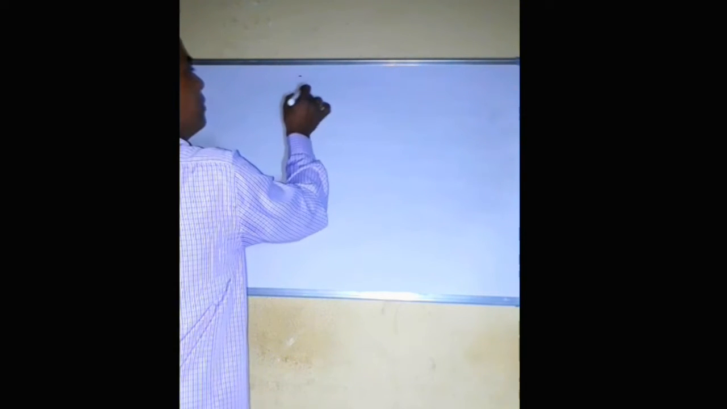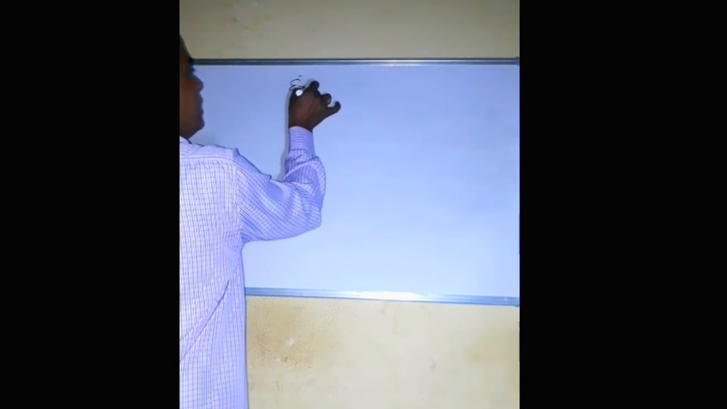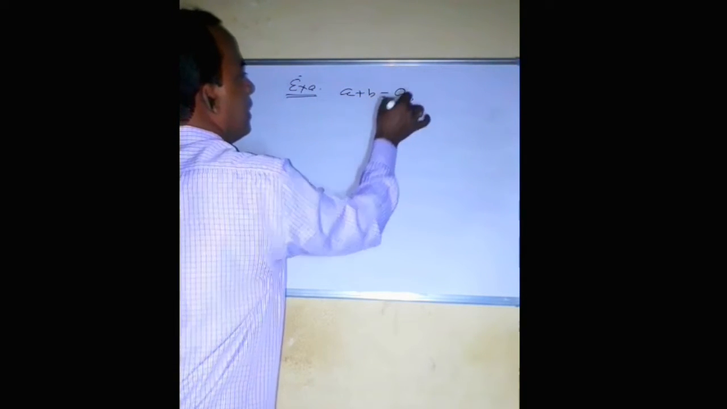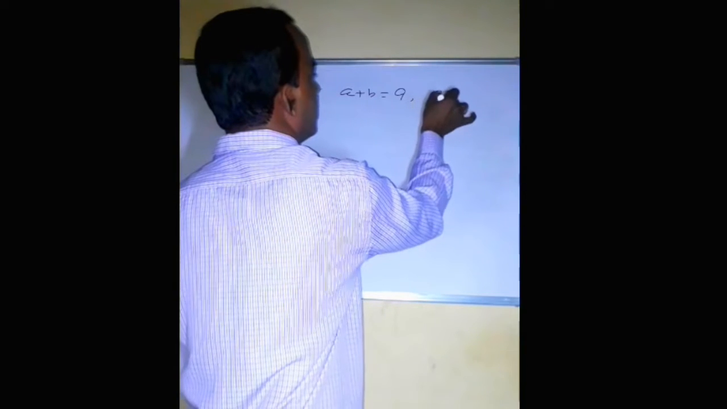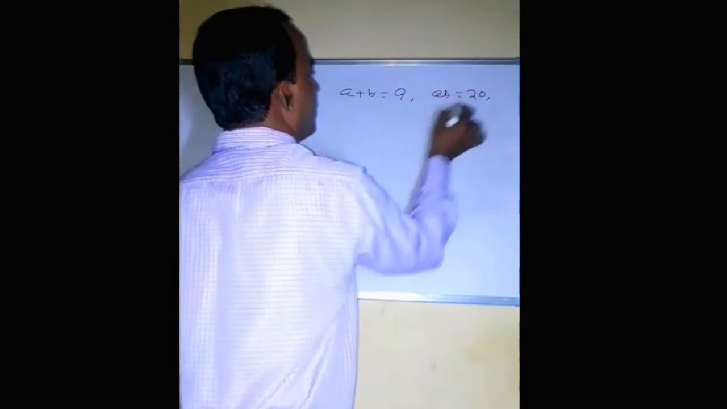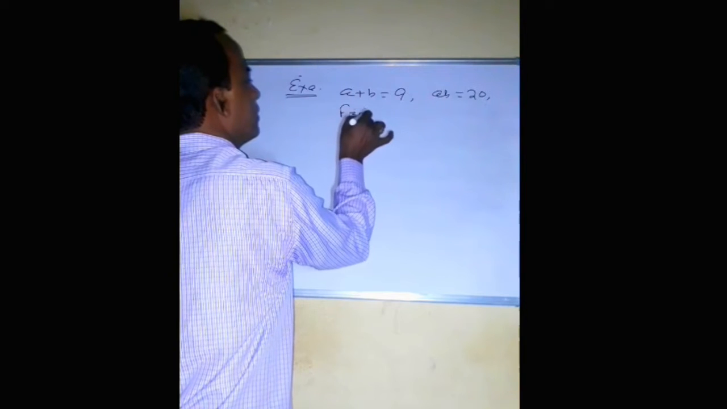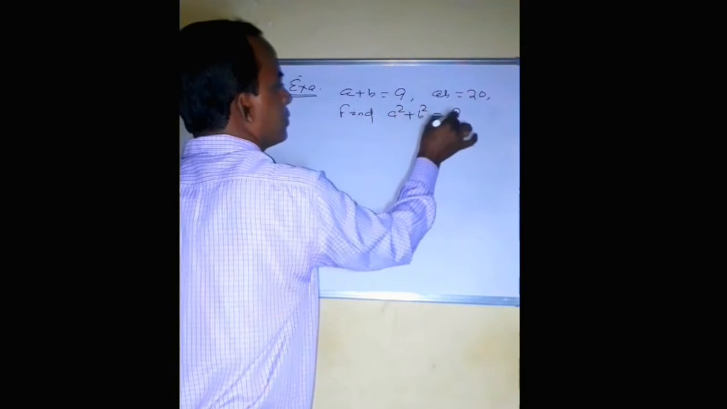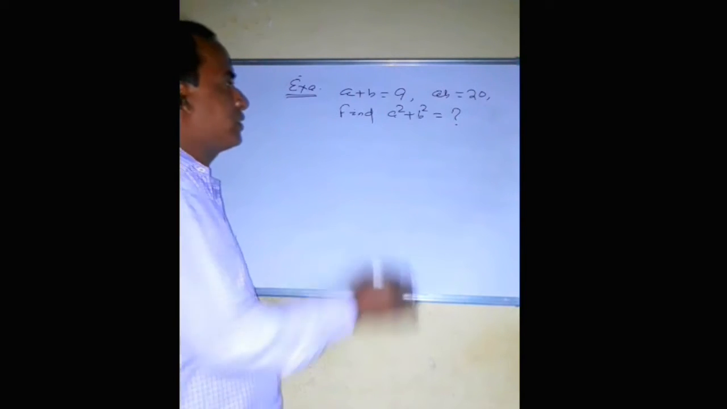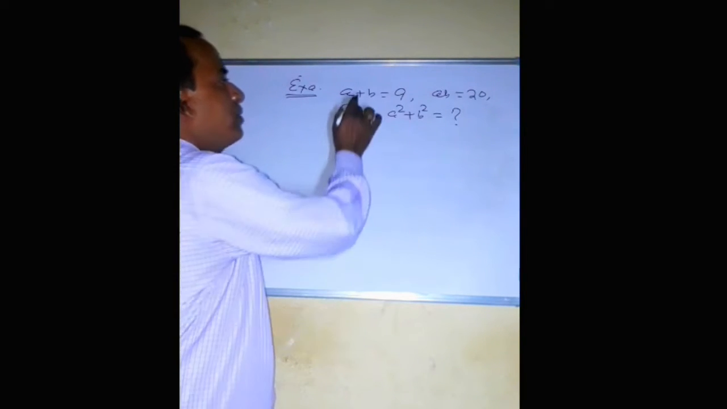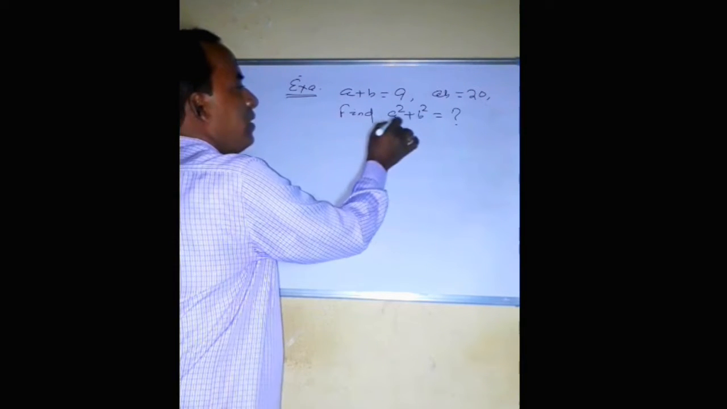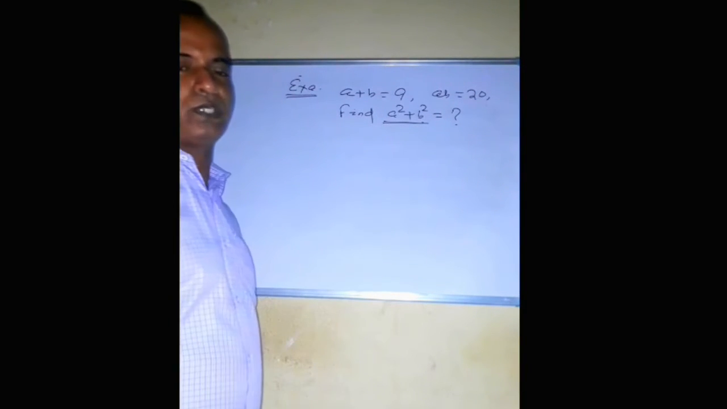But by applying the same formula, an example: suppose a plus b equal to 9 and ab equal to 20, then find a square plus b square equal to how much? a plus b is given as 9 and ab is given as 20, and we have to find out a square plus b square.